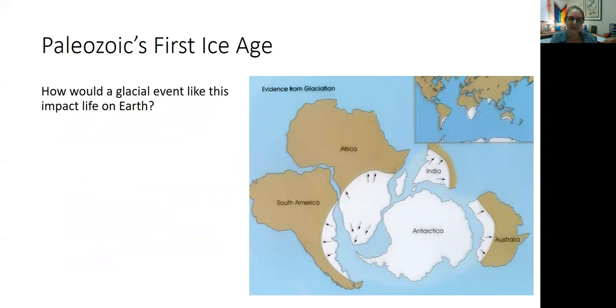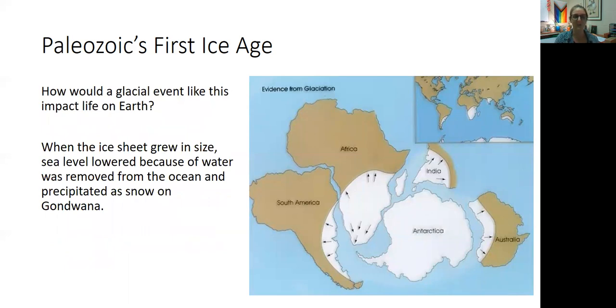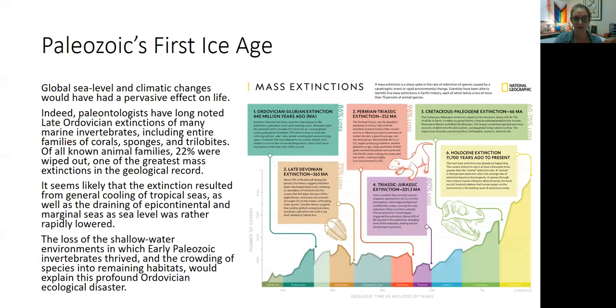So how would a glacial event like this impact life on Earth, do you think? If this glaciation, if this snow cover was happening all the way at the South Pole, why did it matter to life on Earth that was elsewhere around the world? Well, a big part of it is that when ice sheets grow in size, that water has to come from somewhere, and that water comes from the ocean. So as water is taken out of the ocean and frozen in ice on land, the sea level has to fall. And when the sea level fell, that actually created huge extinction events, right?